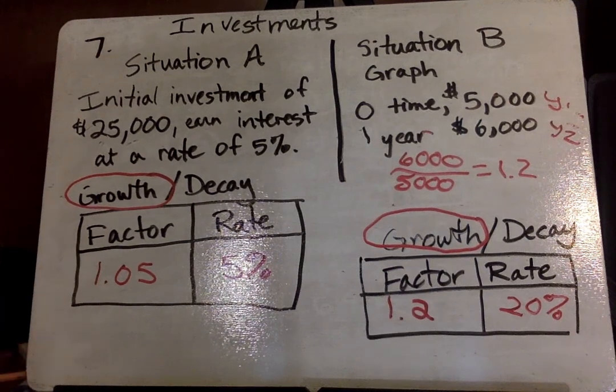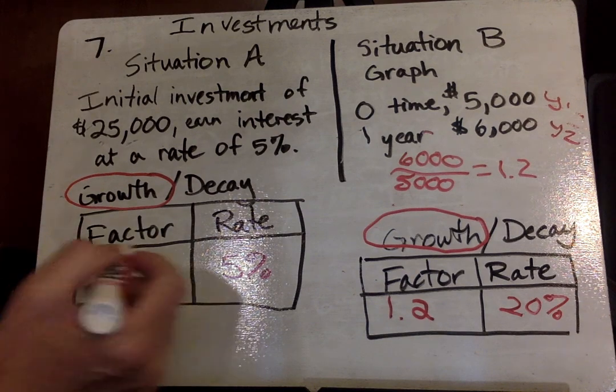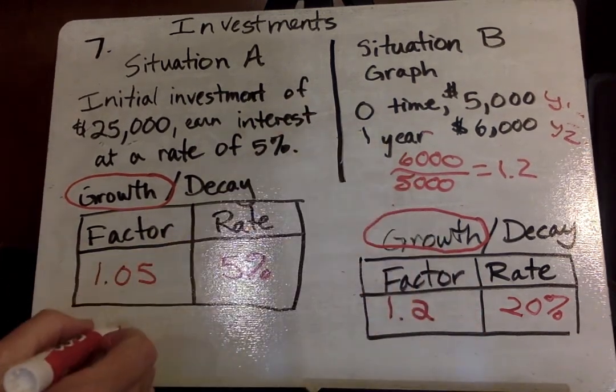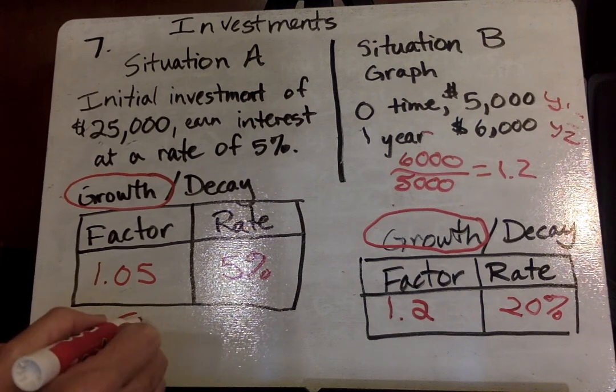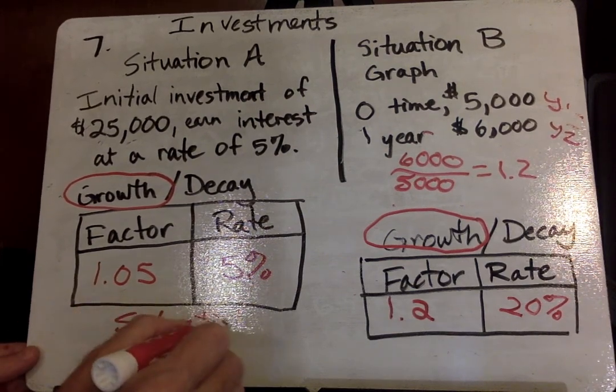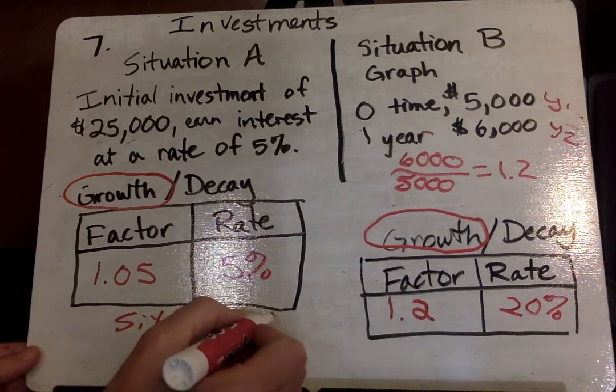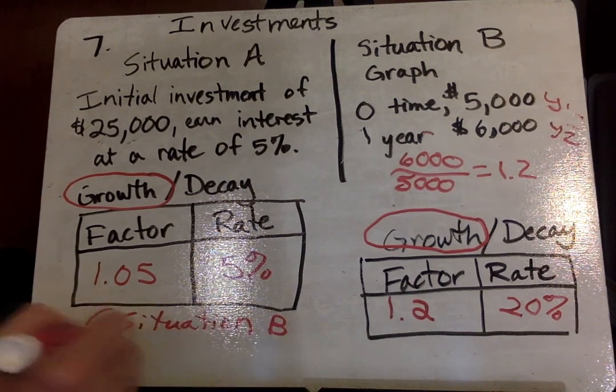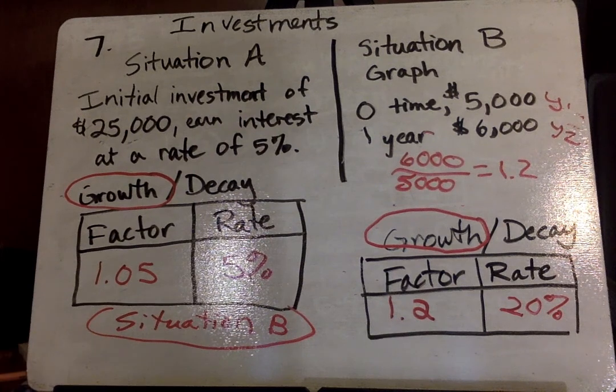Okay, I think there's one more question on here. Which loan, oh, not that one. Which investment is being paid at a higher interest rate? So higher interest rate, that would be situation B. I didn't write the question down, it's already written there on your sheet, but situation B has a higher interest rate of 20%.